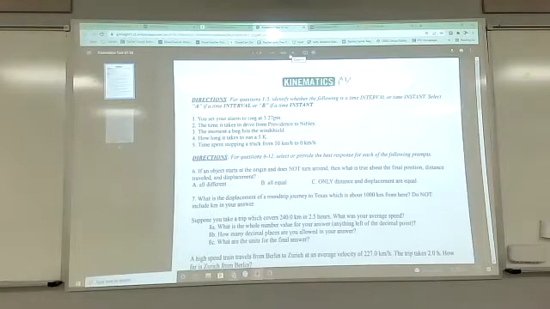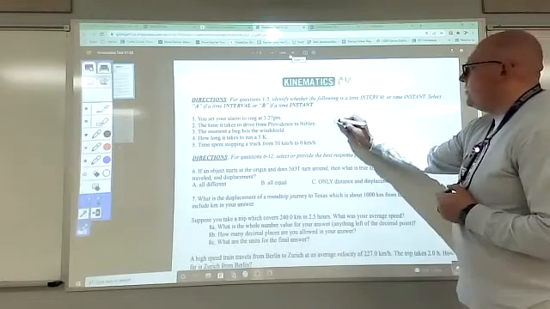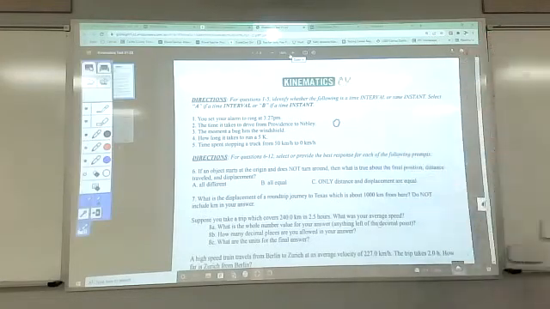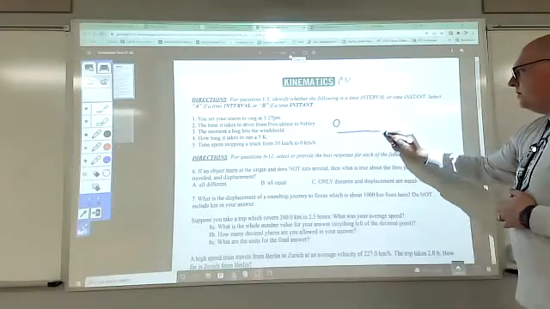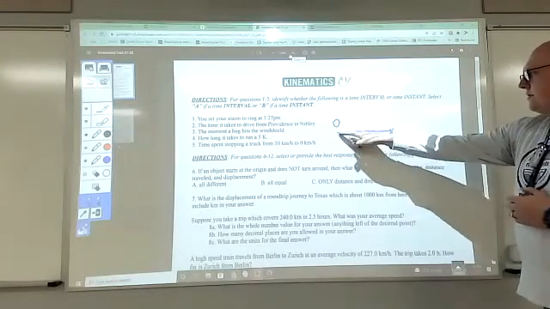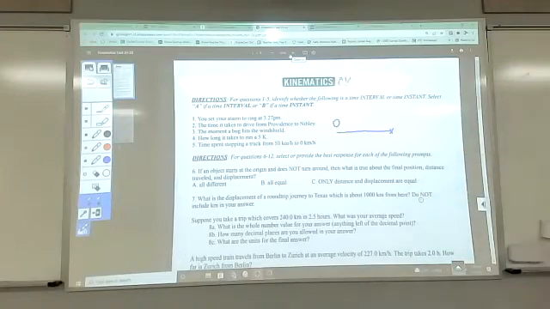Next section, directions for questions 6 through 12, select to provide the best response for each of the following prompts. Number 6, if an object starts at the origin and does not turn around, then what is true about the final position, distance traveled, and displacement? And origin refers to a 0, some point in space that you have identified as 0. So if you're starting at a 0 point and you travel without turning around, then the path you have followed is a straight line. And if the path you have followed is a straight line, then you know the distance and the displacement are going to be the same.